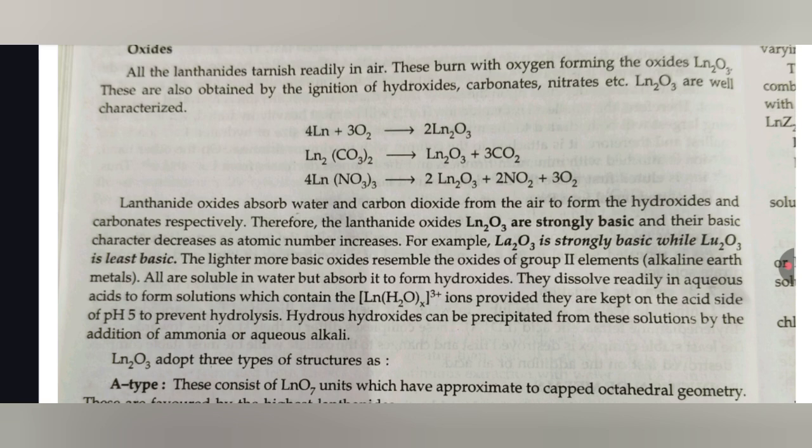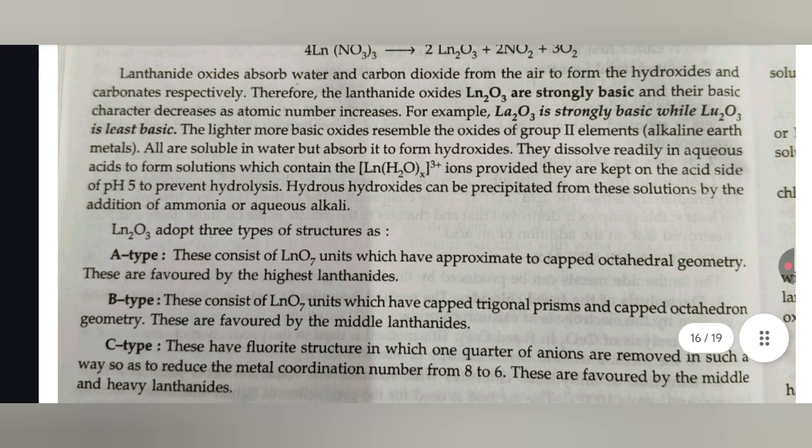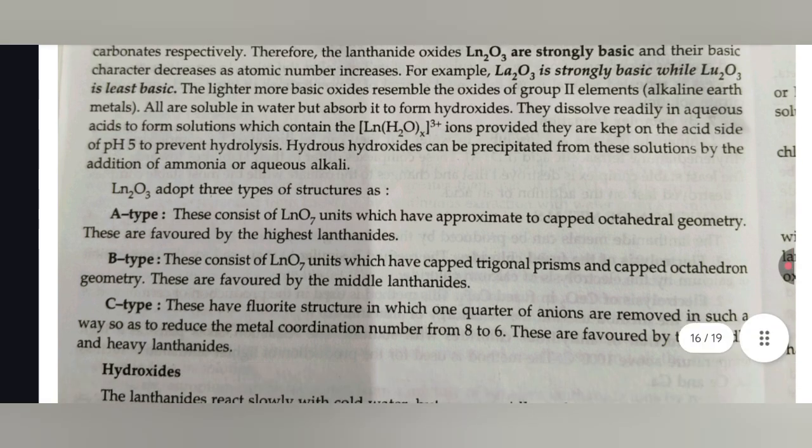Ln2O3 are well characterized. Lanthanide oxides absorb water and carbon dioxide from the air to form the hydroxides and carbonates respectively. Therefore, the lanthanide oxides are strongly basic, and their basic character decreases as atomic number increases. For example, La2O3 is strongly basic while Lu2O3 is least basic. The lighter, more basic oxides resemble the oxides of group 2 alkaline earth metals. All are insoluble in water but absorb it to form hydroxides.